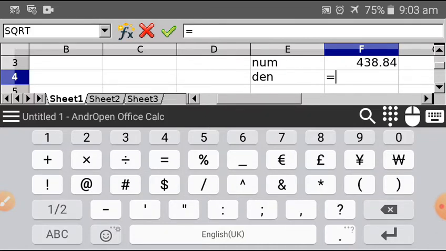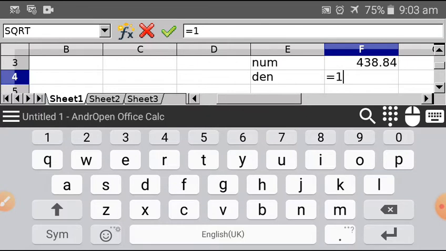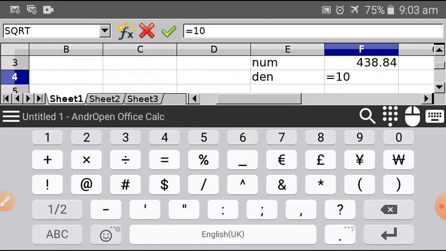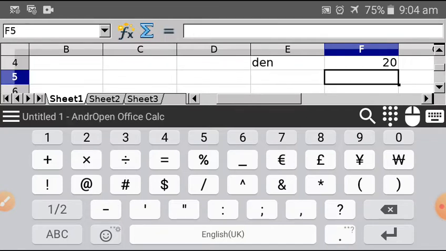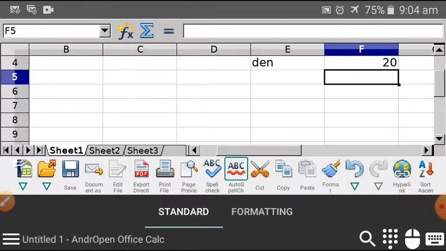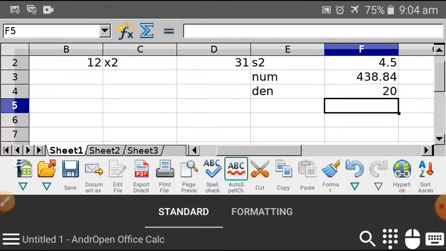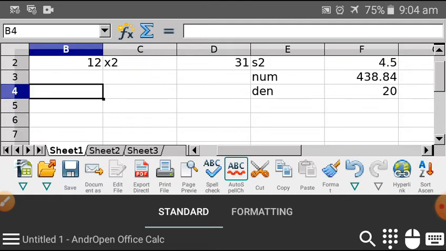I can go there in the sheet, but here it's not easy to go with, so I am writing by myself. 10 plus n2 is 12 and minus 2. Right. So this is my denominator. So until now we have the values for numerator and denominator. We need to calculate s. Already we have some calculation over here.